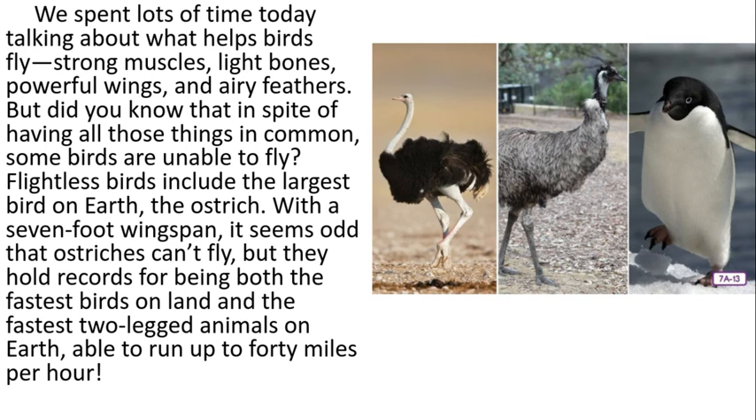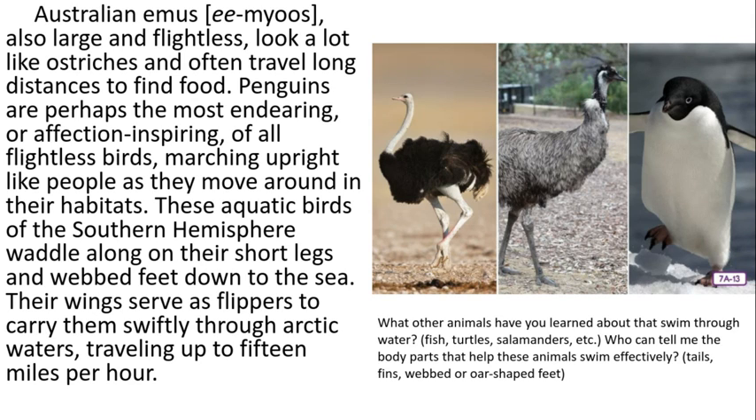Australian emus, also large and flightless, look a lot like ostriches and often travel long distances to find food. Penguins are perhaps the most endearing or affection-inspiring of all flightless birds, marching upright like people as they move around in their habitats. These aquatic birds of the southern hemisphere waddle along on their short legs and webbed feet down to the sea. Their wings serve as flippers to carry them swiftly through Arctic waters, traveling up to 15 miles per hour.